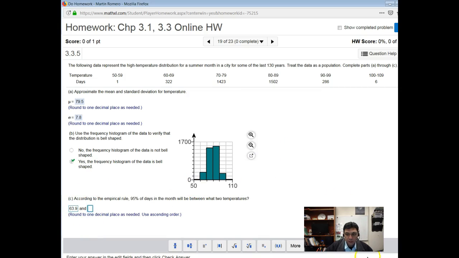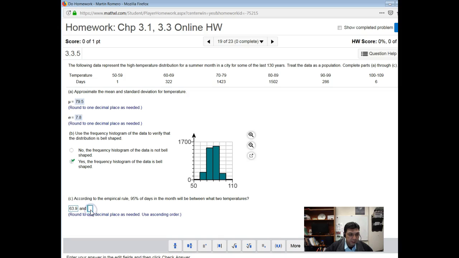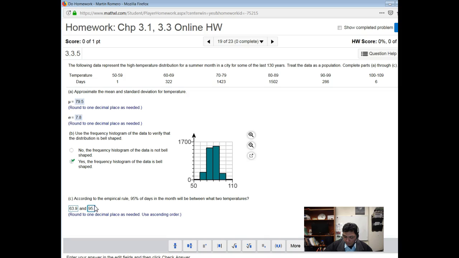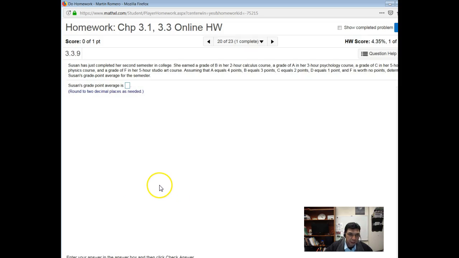Here in this section, you're going to end up doing 79.5 plus 7.8 plus 7.8. And the 95% rule says that's the idea of 2 standard deviations. 95.1 goes there, and so that's what you end up with. That's what you were doing. We'll talk more about that on Thursday.